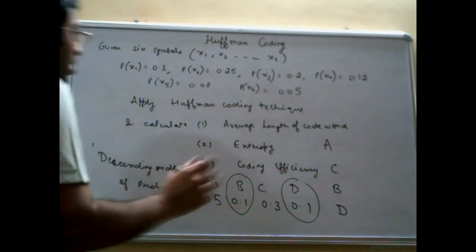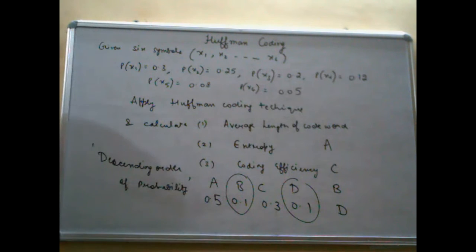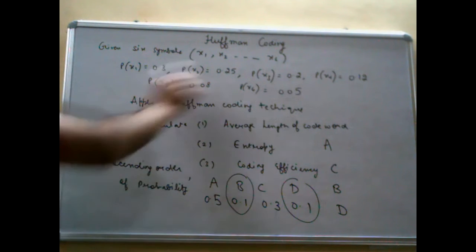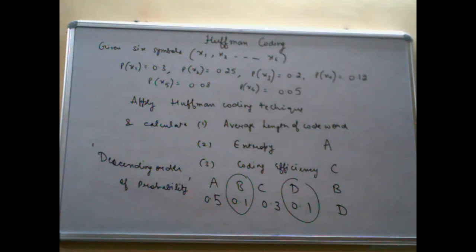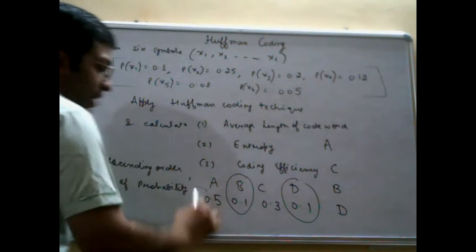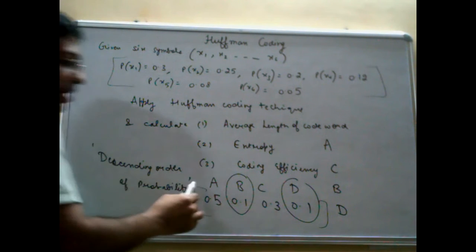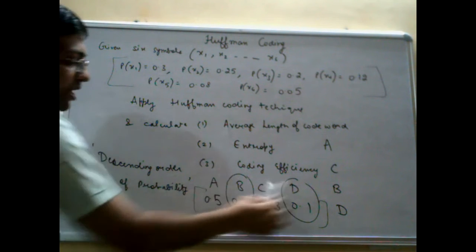Third important thing, if you add all these probabilities, the sum should be equal to 1. If the sum is not coming equal to 1, there is some problem in the question. So the sum of all probabilities should be 1, like in this case as well. Second thing, you have to take the symbols. Suppose randomly I take the symbols A, B, C, D.